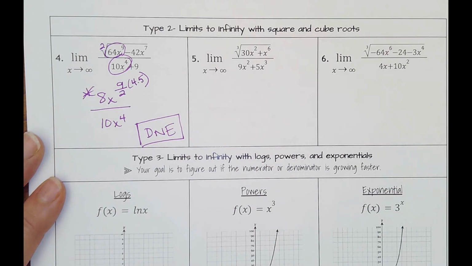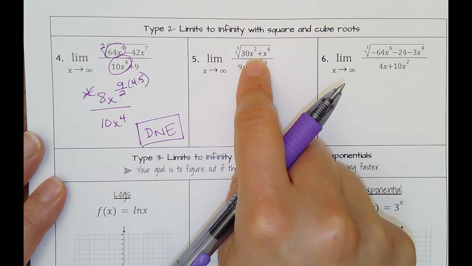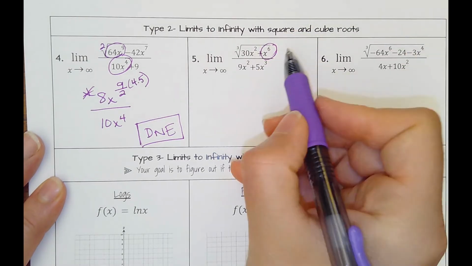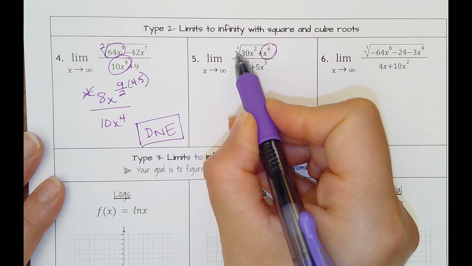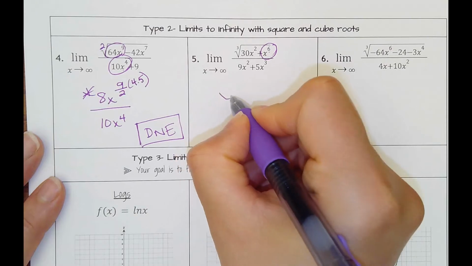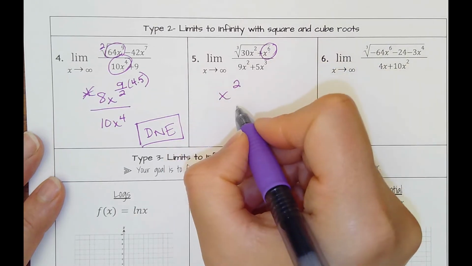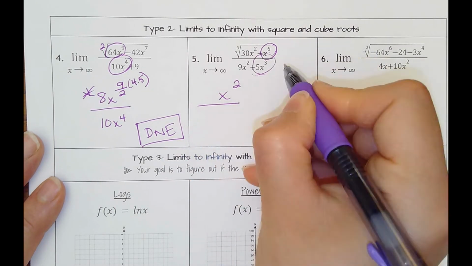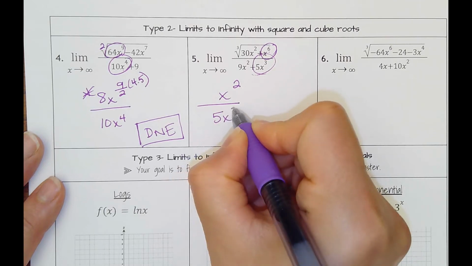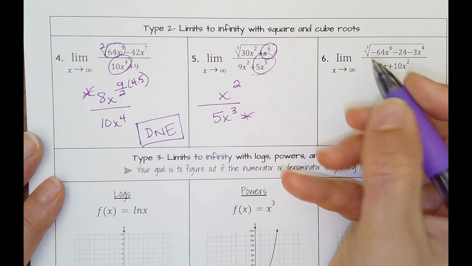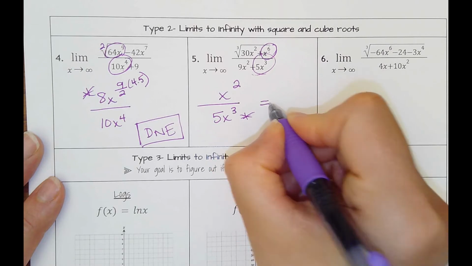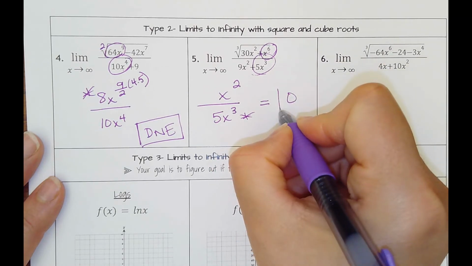All right, number 5, we have a cube root this time. We're going to use our biggest power. So we would take 6 divided by 3, which is x squared. And then on the bottom, I'm going to use my 5x cubed. So it's bottom heavy, which means that it automatically is 0.